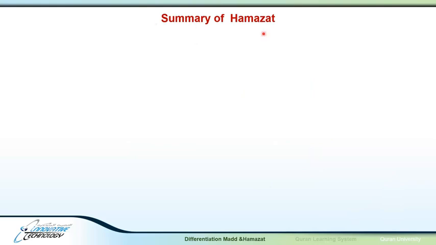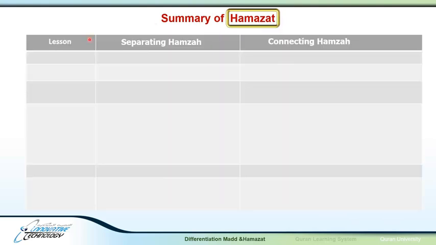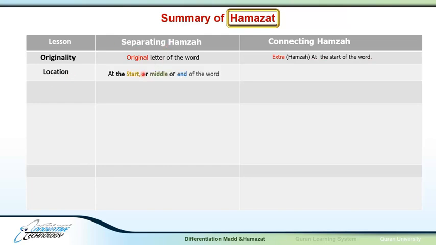Now we're going to summarize the lesson on Hamazat in this table in one slide, where we would compare the separating hamza and the connecting hamza. The first basis for comparison is from the perspective of originality, where separating hamza is an original letter of the word, while connecting hamza is not. It is an extra added hamza to the start of the word. As for the location, since separating hamza is an original part of the word, it can be anywhere, either at the start, the middle, or the end of the word, while the connecting hamza is only added to the start of the word, to the beginning of the word.